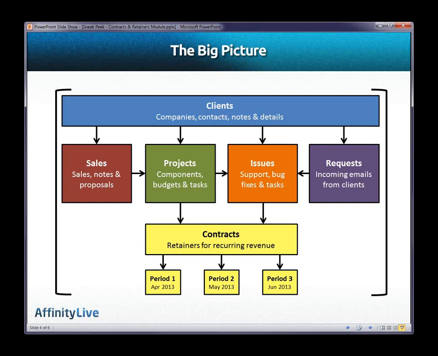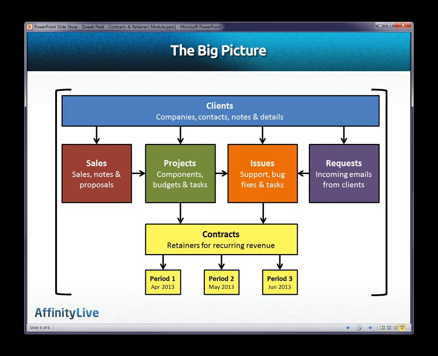In addition, AffinityLive supports the ability to have issues or reactive types of work that you do for customers. Whereas a project is really the proactive stuff where you go in with a plan and a series of milestones and a series of budgets and components, with an issue it tends to be more reactive. It tends to be smaller work, although it doesn't necessarily mean that it's over more quickly. And so that's the issues module. It allows you to track support, bug requests, fixes, tasks, anything little that comes up and that you react to.